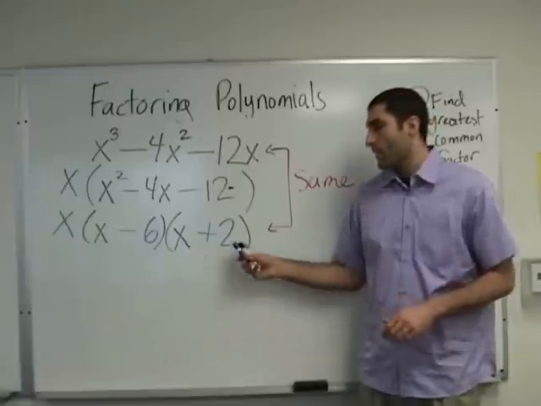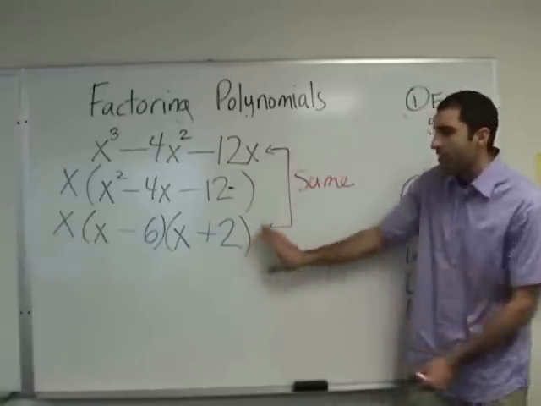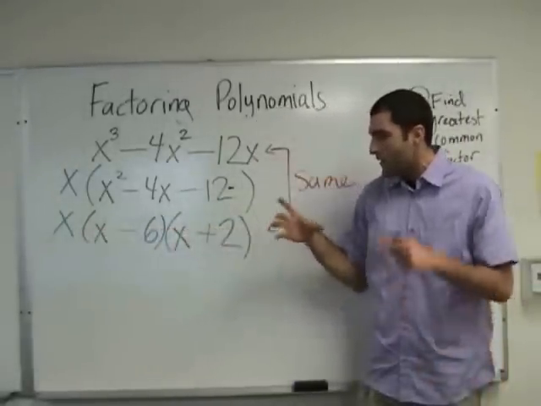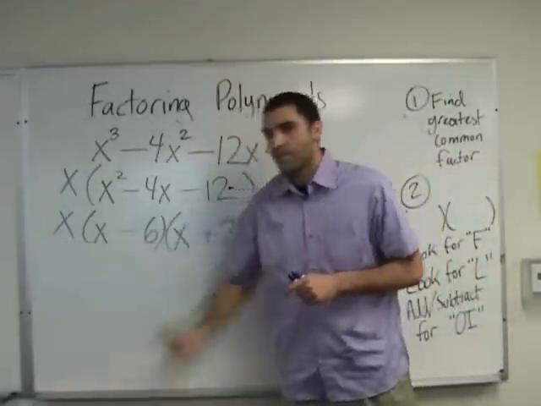Yeah. So that's why we did that. And did you erase it? Yeah. That was a check. Okay. This is the answer. This is factored. Notice it's multiplied by each other. It's 3 factors here. This, this, and this.